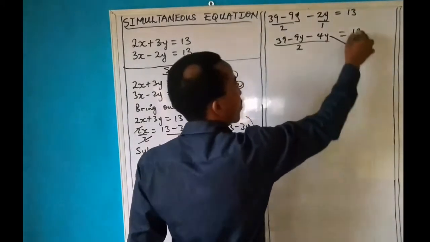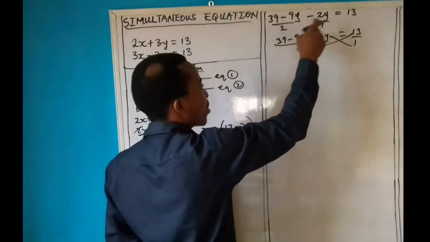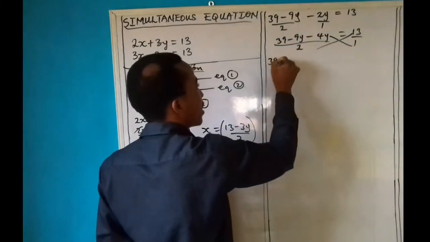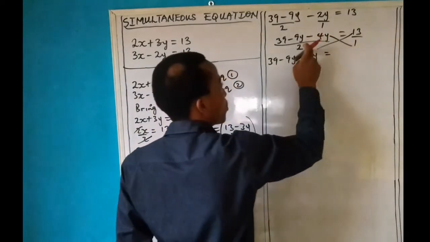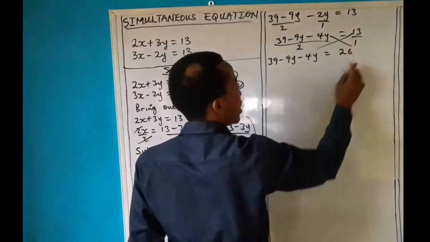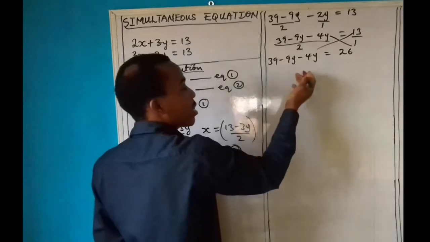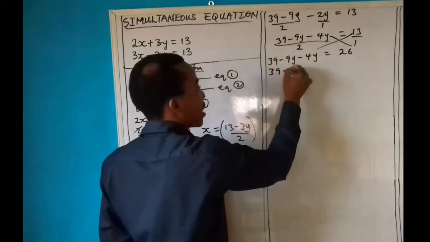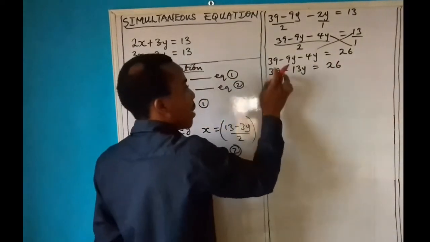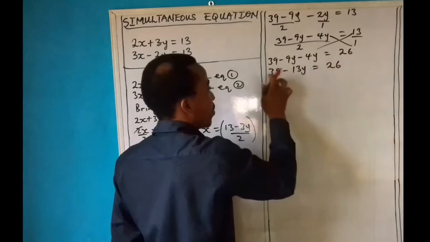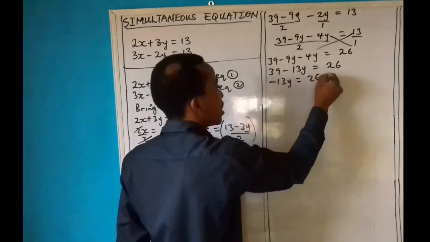This is over 1. Let me cross multiply. When I cross multiply, 39 minus 9y minus 4y times 1 is still 39 minus 9y minus 4y. Now, equals 13 times 2, or 2 times 13, we get 26. Minus 9y minus 4y has to give us negative 13y. So we have 39 minus 13y equals 26. Let me move positive 39 to the other side. As it's positive here, it becomes negative. So leaving me with minus 13y equals 26 minus 39.